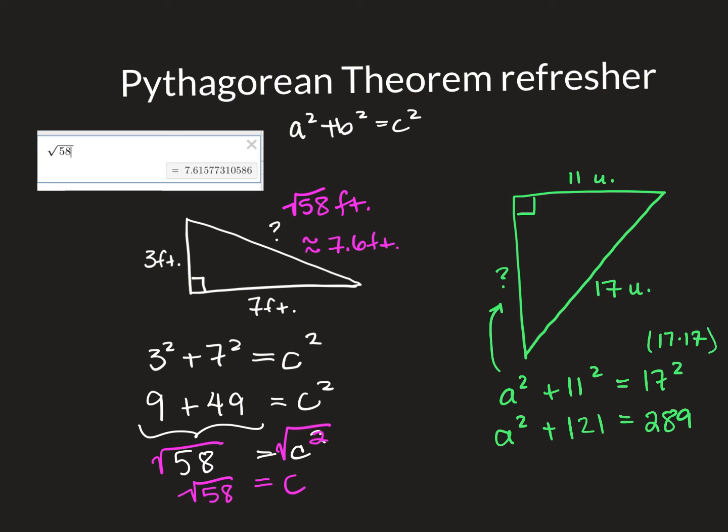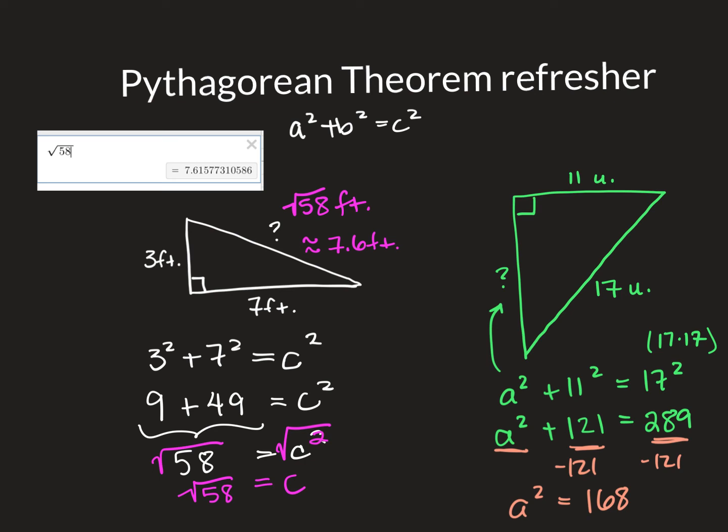Then we would subtract from both sides because we got something plus 121 gets me 289. So I'm going to subtract 121 from both sides. And I would get a squared is equal to 168. Just like we did over here, you're going to take the square root. Sometimes you end up with really nice numbers, sometimes not.